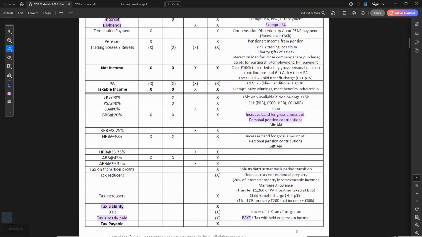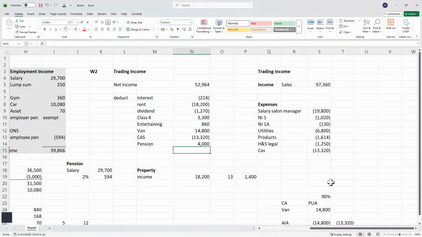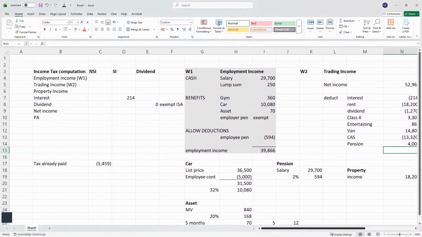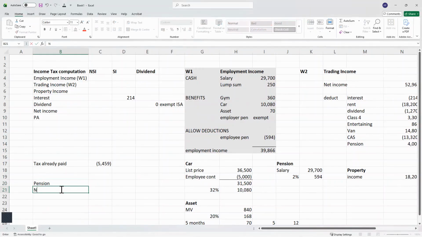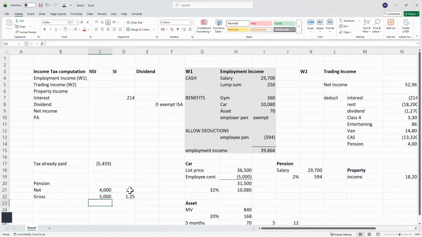So let's do a sub-working for that, which we know will be important when we come to our income tax computation. So for the pension, we were told that the net contribution was £4,000. We can then gross this up for the basic rate tax. So we can either times by 100 and divide by 80, or we can multiply by 1.25. So let's multiply by 1.25. So that gives a gross pension contribution of £5,000.